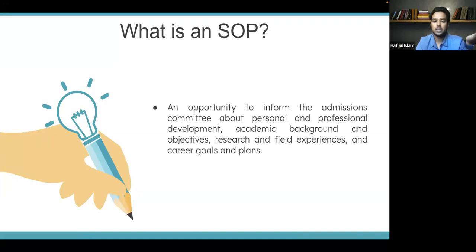So the SOP, as we discussed, is an opportunity to show the admission committee that you are a developed person in your profession and you have a good academic background, and you want to do research and you have field experience, and you have other plans, career goals in the future, and you are very clear about that. So it's a written description of those things.